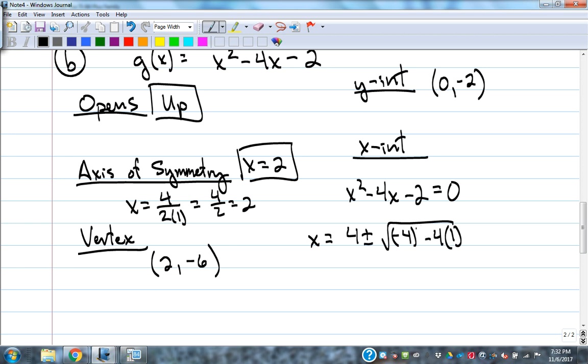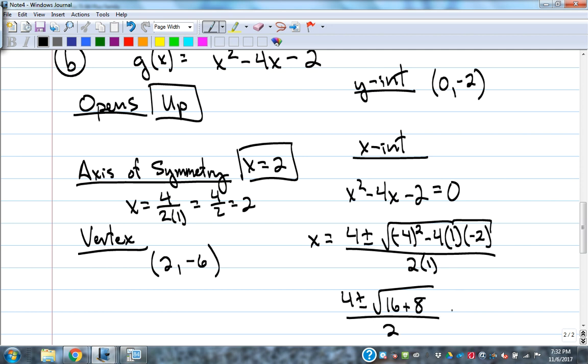Negative 4 squared minus 4 times AC, divided by 2A. It'll be 4 plus or minus the square root of 16 plus 8, over 2. 4 plus or minus the square root of 24.